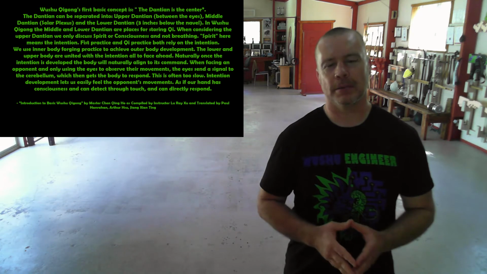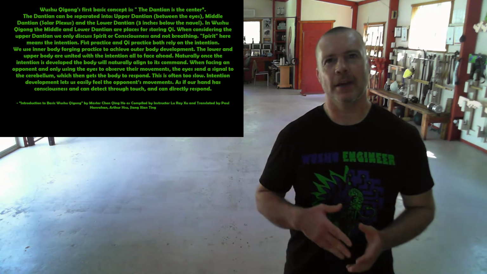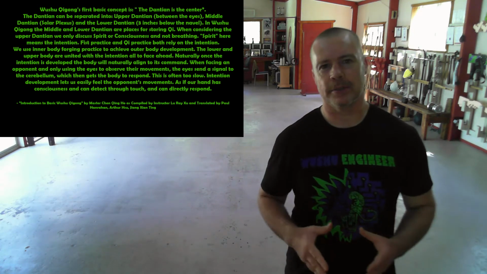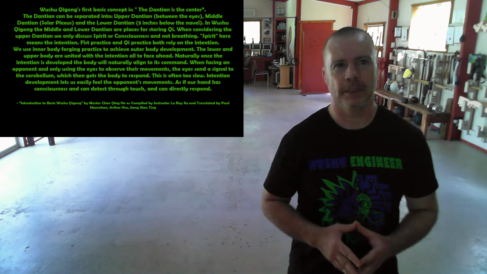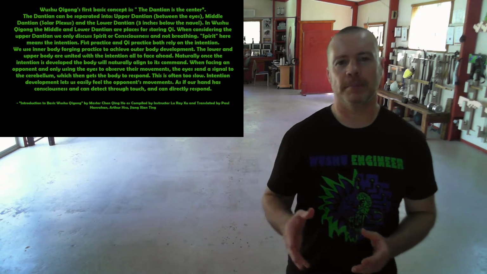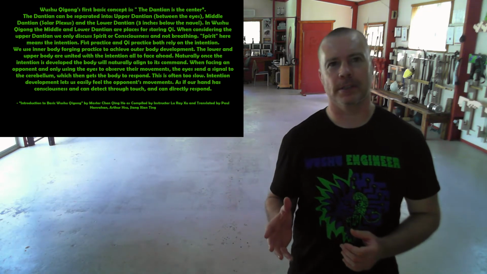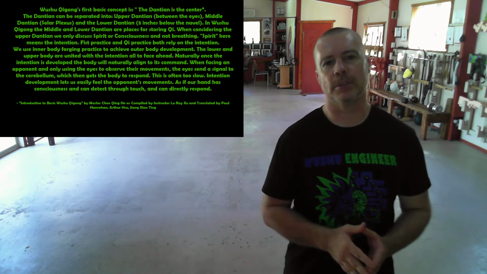When facing an opponent and only using the eyes to observe the movements, the eyes send a signal to the cerebellum, which then gets the body to respond. This is often too slow. Intention development lets us easily feel the opponent's movements, as if our hand has consciousness and can detect through touch and can directly respond.